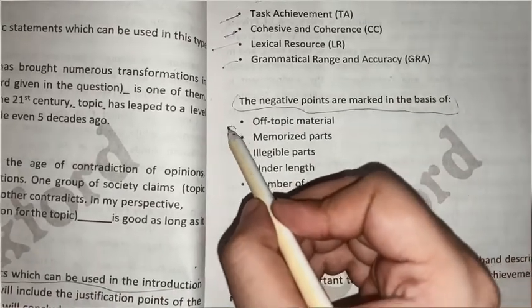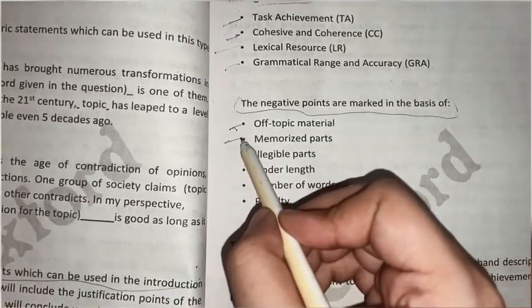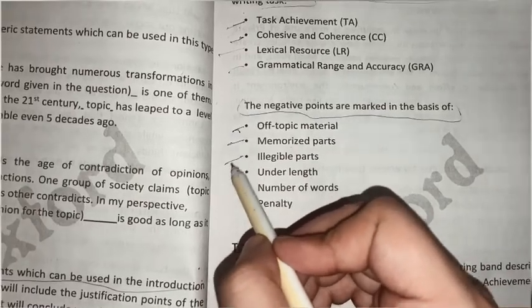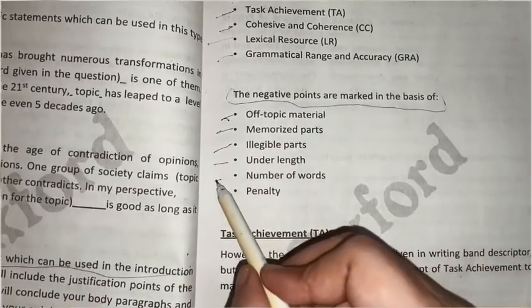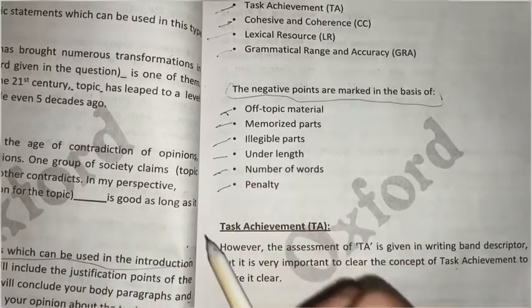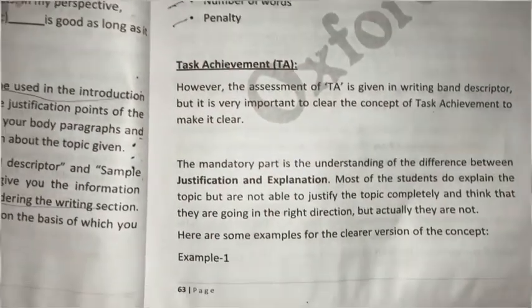So these are the things that you need to take care of, and negative points are marked on the basis of off-topic material, memorized parts, illegible parts, underlength, number of words, and penalty. So these are those types of questions.